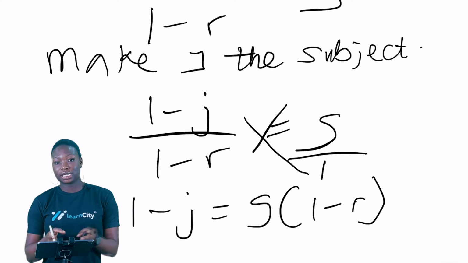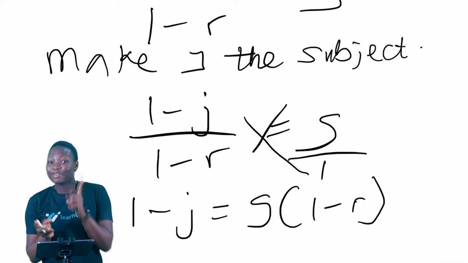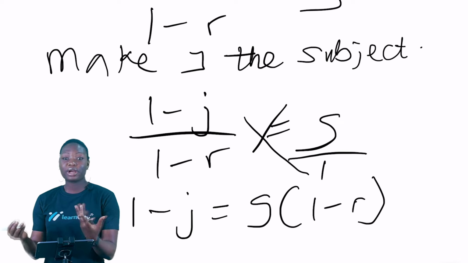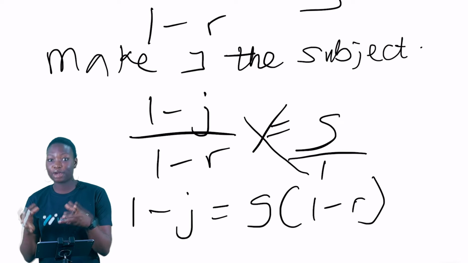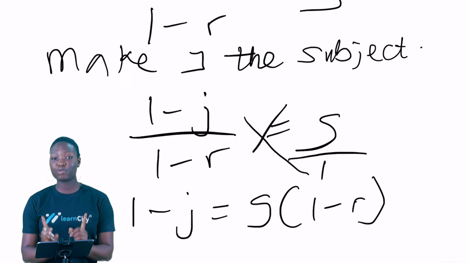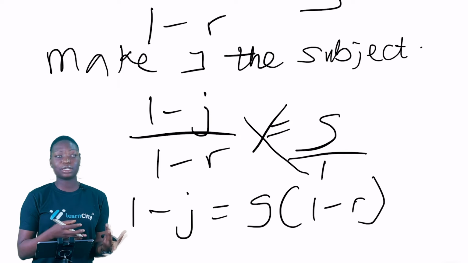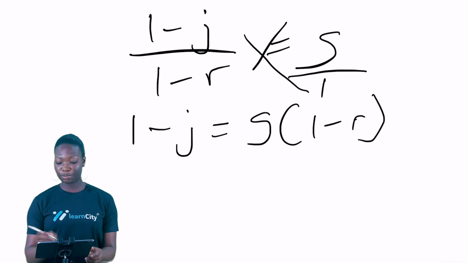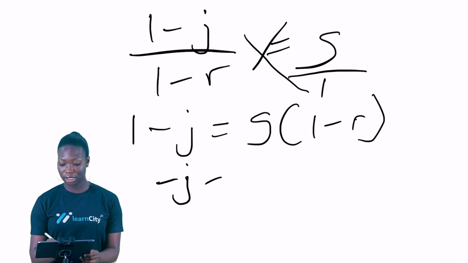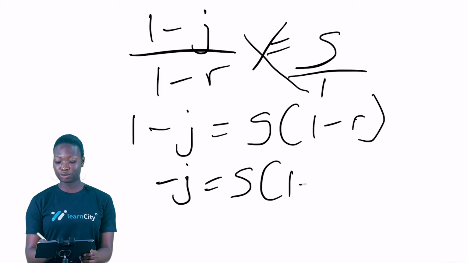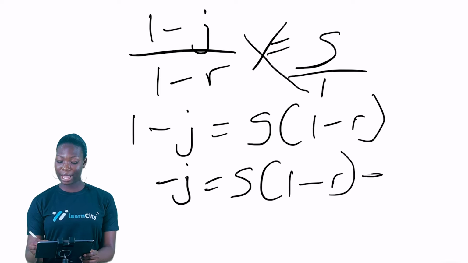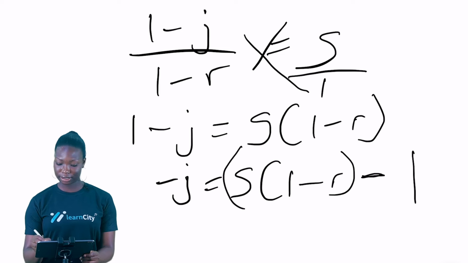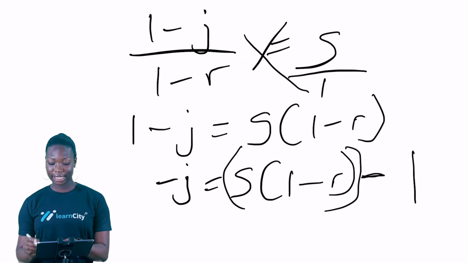So in this case, we have to look for j, but we are still having 1 as an entity which is blocking j. So what do we do? We bring 1 to the other side, then we make j the subject of the formula in which it stands on one side, then the other number will stand on the other side. Now, we have minus j is equal to s into brackets 1 minus r, minus 1. This is in brackets.